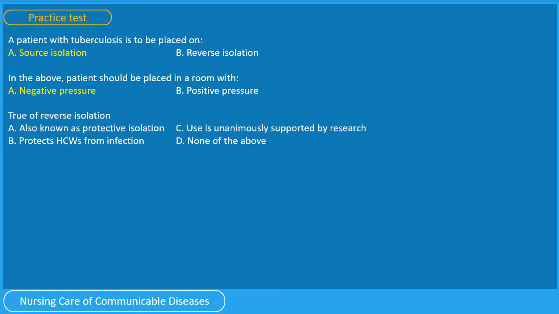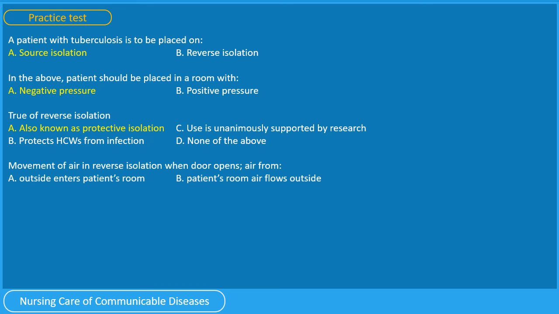Which of the following is true of reverse isolation? A, also known as protective isolation. B, it protects healthcare workers from infection. C, its use is unanimously supported by research. Or D, none of the above. You have 5 seconds. The answer is A, it is also known as protective isolation.